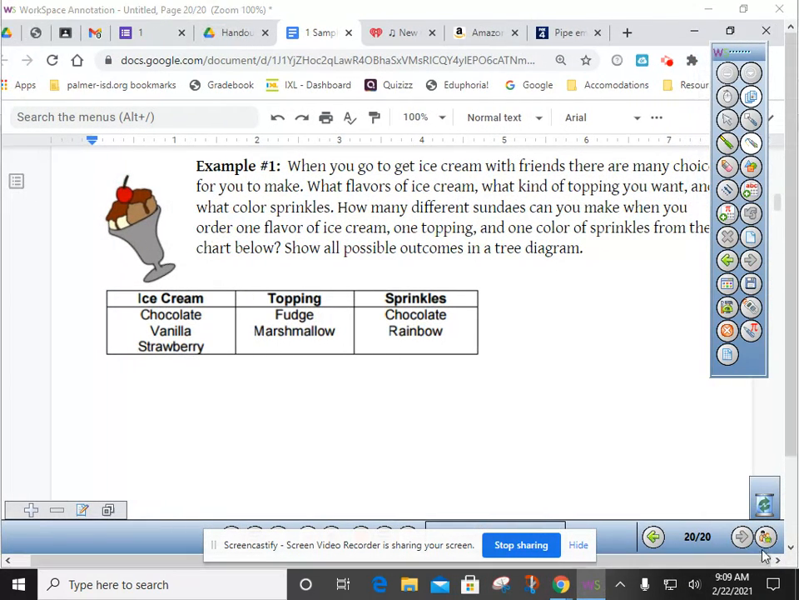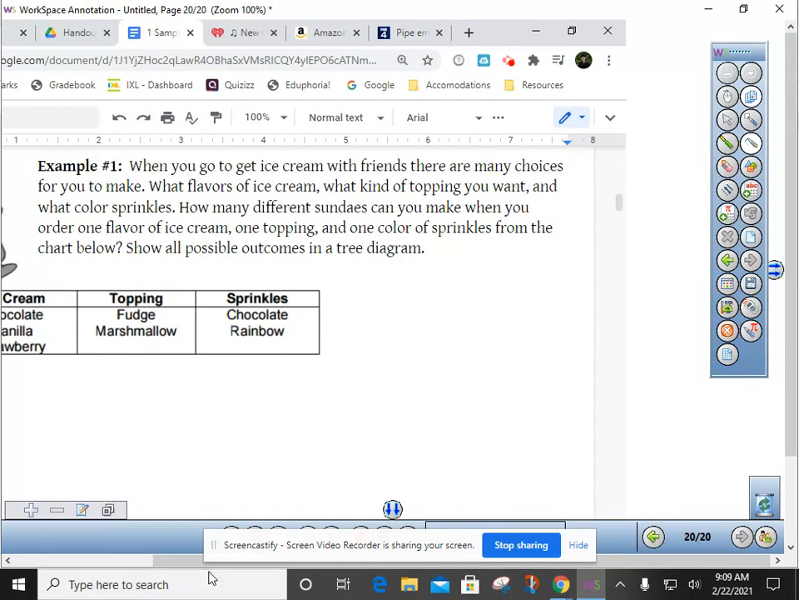I'm trying to scoot over, I can read it. For you to make. This is goofy.